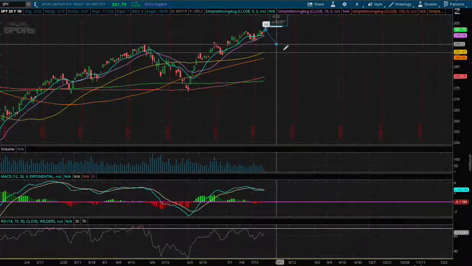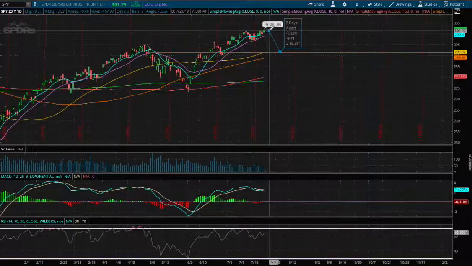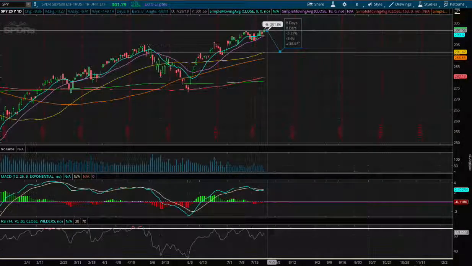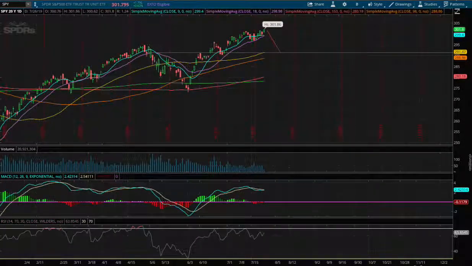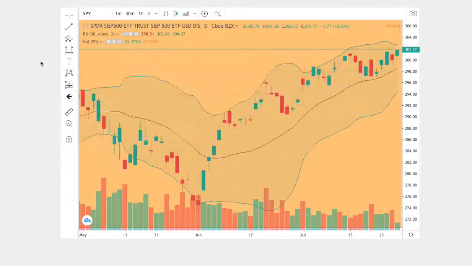That price movement, if we were to connect it with the 50-day moving average, is roughly a 3.3% move down. And let's head to the forecast module.